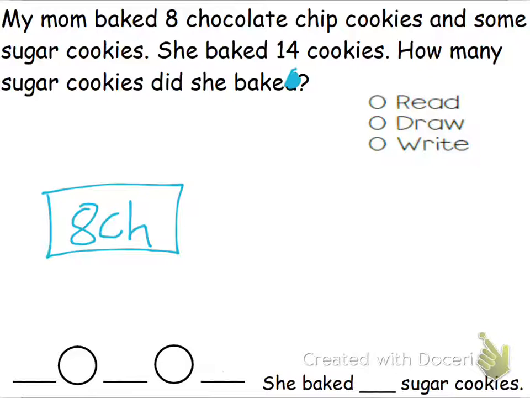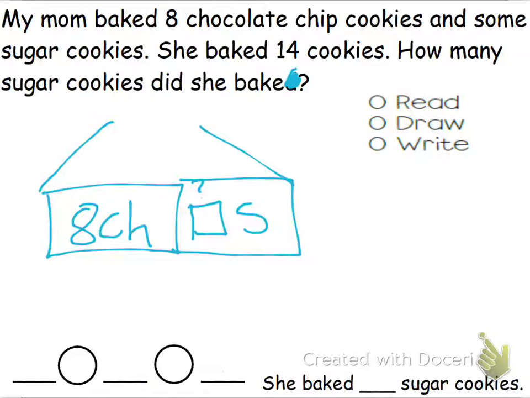Let's keep on reading. And some sugar cookies. Now, can we put something for this? Well, it doesn't really tell us, but we can do a mystery box here for the sugar. And then we have to just get ready for our whole. So she baked 14 cookies. So we can draw the 14 and the cookies. How many sugar cookies did she bake?